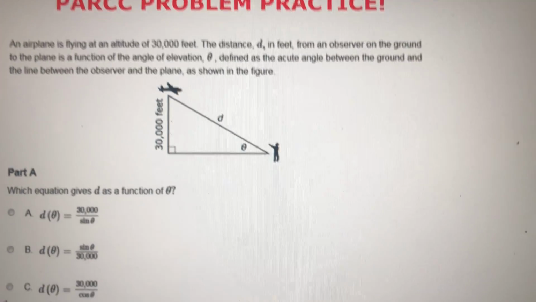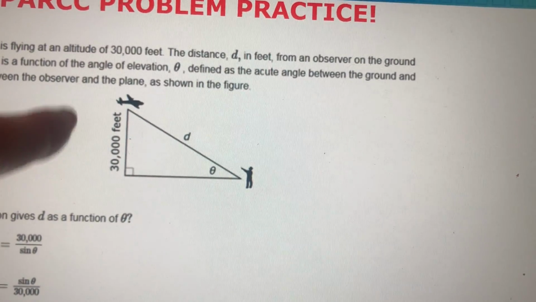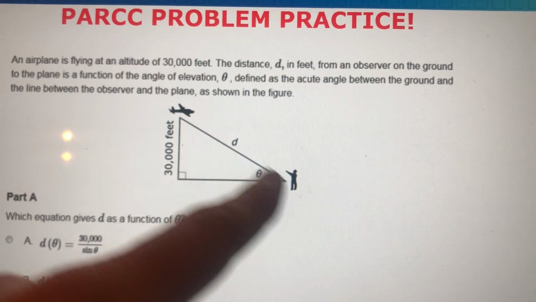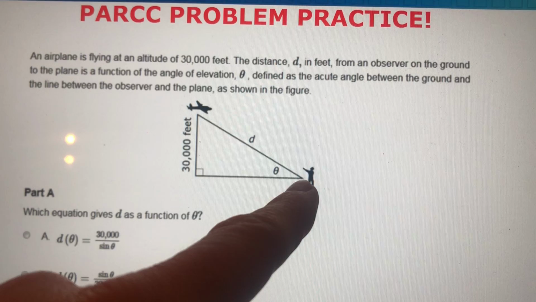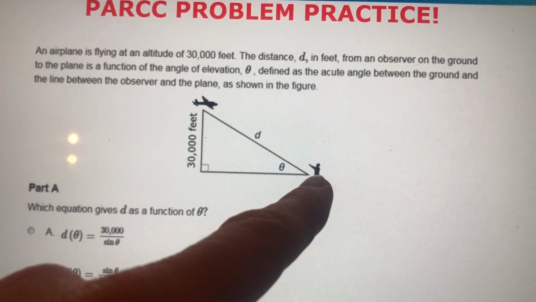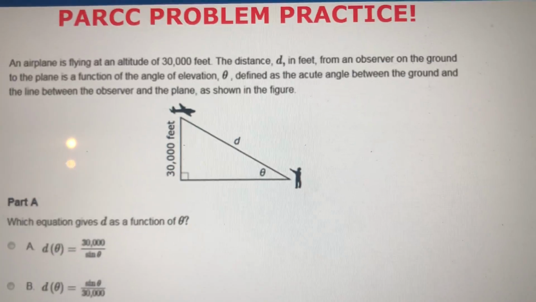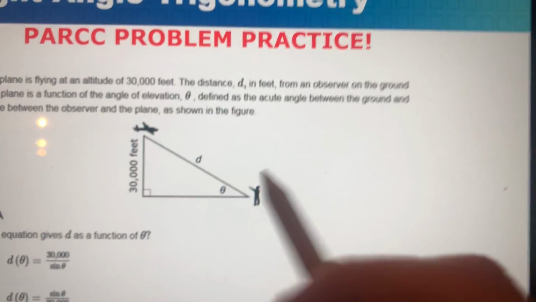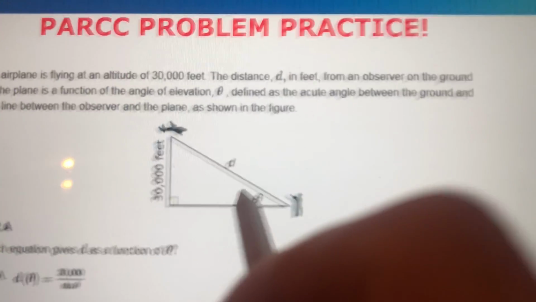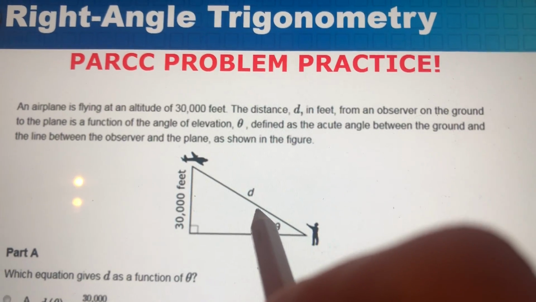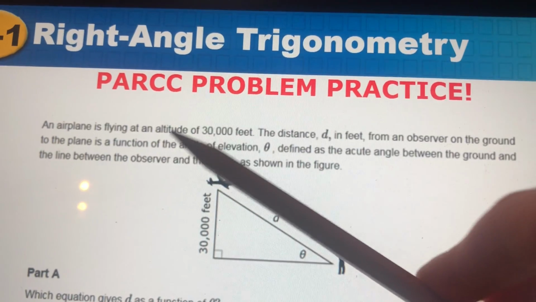So the airplane is flying at an altitude of 30,000 feet, right? So that's this measure here. That's how high the plane is. The distance D, which is this hypotenuse, in feet from an observer on the ground to the plane is a function of the angle of elevation theta. All that means is that the angle of elevation from this guy looking at the plane is this angle right in here that they're calling theta. And this distance is a function of that, meaning depending on this angle, the distance would change, right?